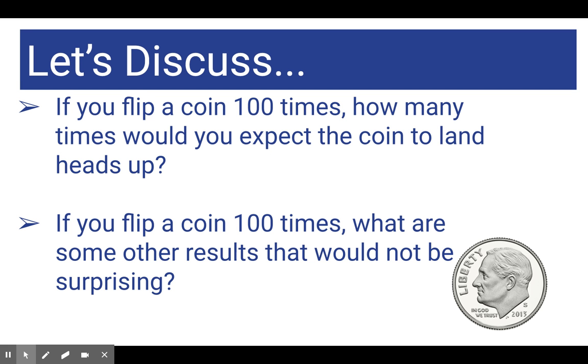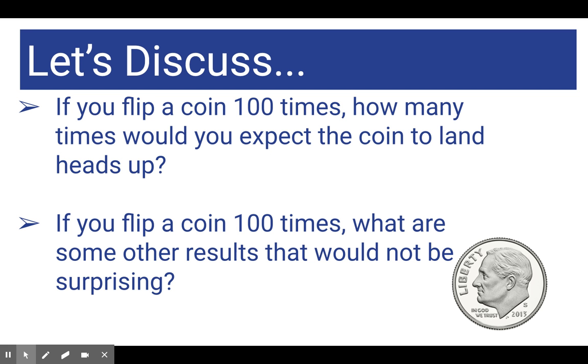And that's what you need to capture in your student companion for number two, where it says, if you flip a coin 100 times, how many times do you expect the coin to land heads up? Once again, it should be heads up about 50 times out of 100 because the probability is one half. So there should be the same number of heads and the same number of tails.